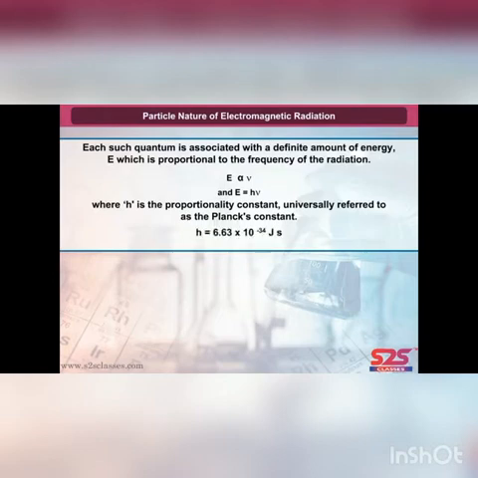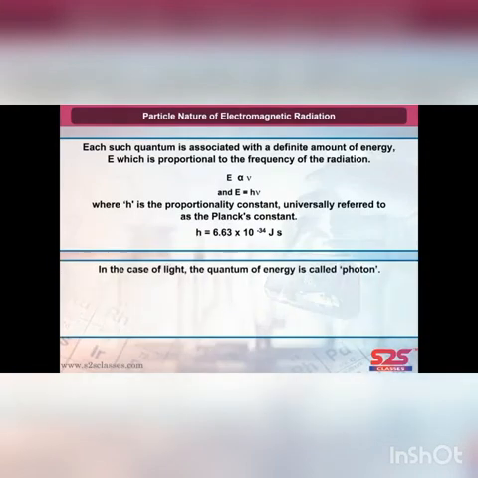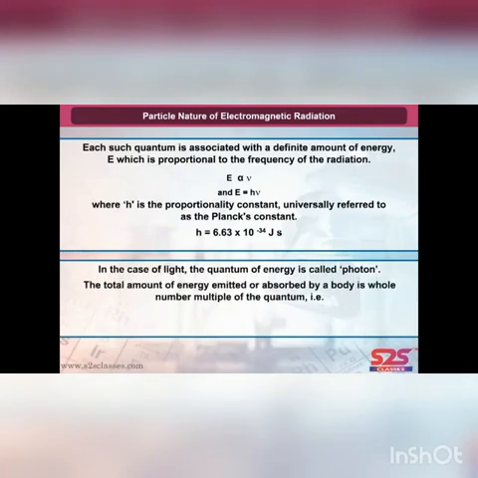Its value is 6.63 times 10 raised to the power minus 34 joule second. In the case of light, the quantum of energy is called a photon. The total amount of energy emitted or absorbed by a body is a whole number multiple of the quantum, that is, E is equal to n h nu, where n can take values 1, 2, 3, 4 and so on.